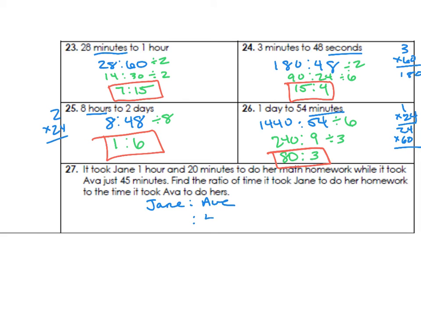Now, Ava's already 45 minutes, so let's put Jane into minutes. 1 hour is 60 minutes plus 20. That gives me 80. Let's divide them by 5. Let's see, 45 divided by 5 is 9. 80 divided by 5 is 16. I do believe that is the lowest that it will go.